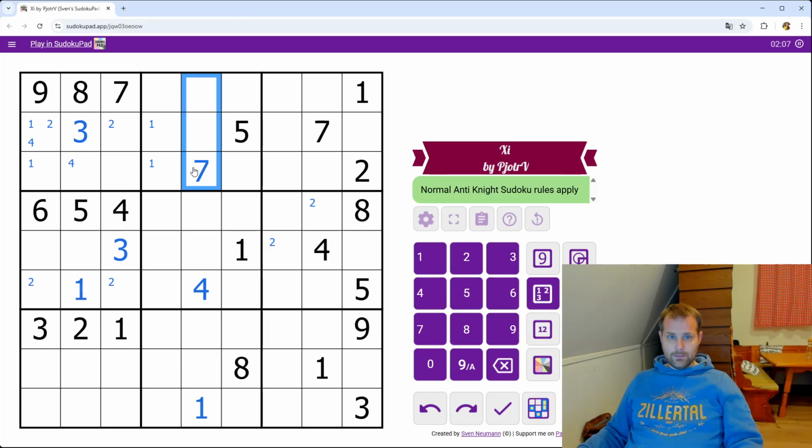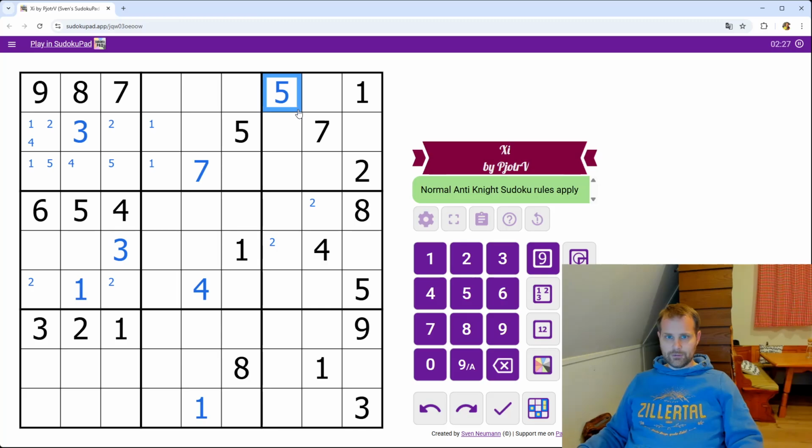So that is not fruitful yet. Let's look at 5s. The 5 is in one of those, but not here because of this 5, so this is a 5. And that means 5 is in one of those.